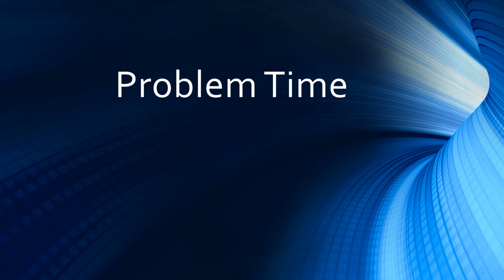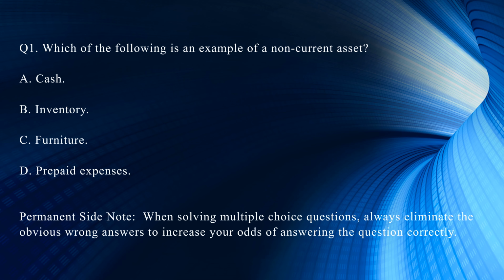Problem time. Question number 1. Which of the following is an example of a non-current asset? A, cash, B, inventory, C, furniture, or D, prepaid expenses? Now remember that side note, as I always stress when we go over these questions: when solving multiple choice questions, always eliminate the obvious wrong answers to increase your odds of answering the question correctly.